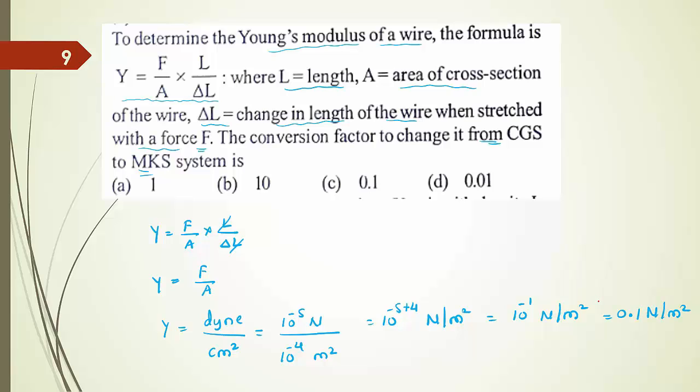You can observe we converted it from CGS to MKS system. In the MKS system, we got 0.1 Newton per meter square. So option C is the right answer.